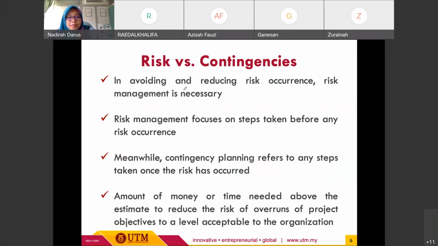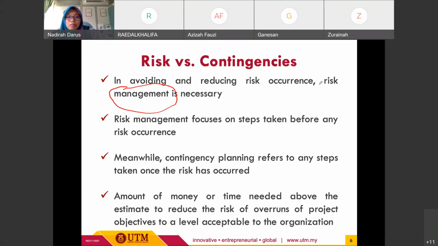All right, so the next one we have is risk versus contingencies, since both of these are quite interrelated. However, each has its own definition and details. In avoiding or reducing risk occurrence, risk management is necessary. So anything related to risk will be controlled or managed using risk management.